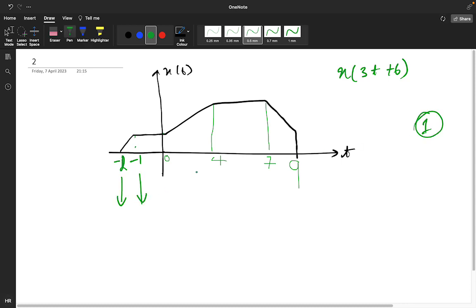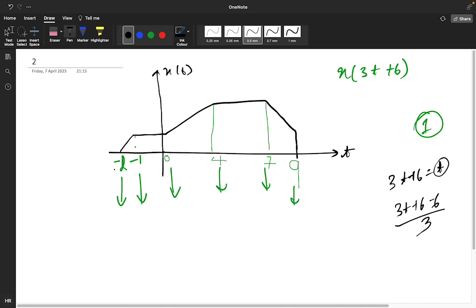What will be the point? You don't need to do anything. 3t plus 6 equals, you need to make it as a t. So how will you make it as a t? 3t plus 6, so t is minus 6 by 3, which is minus 2. Then minus 6 minus 6 by 3, minus 8 by 3.